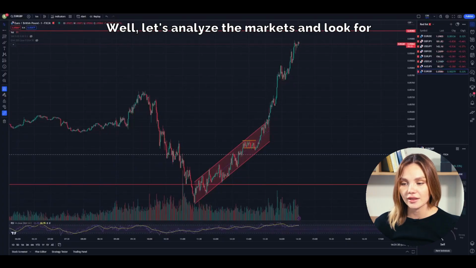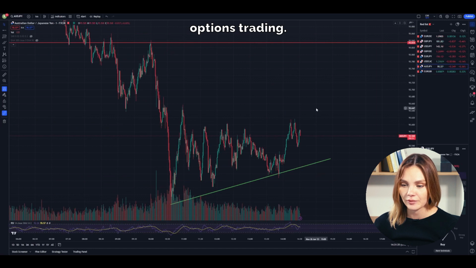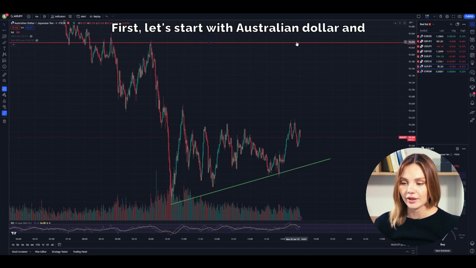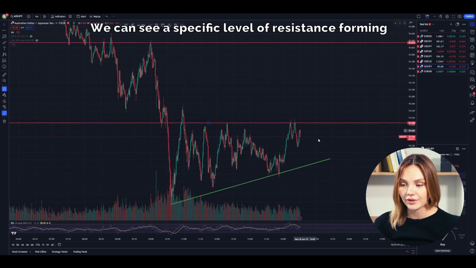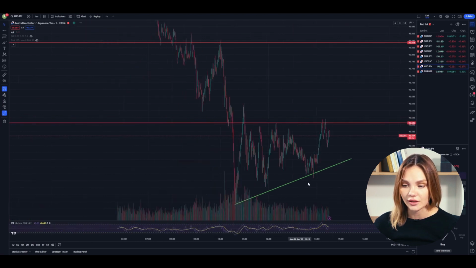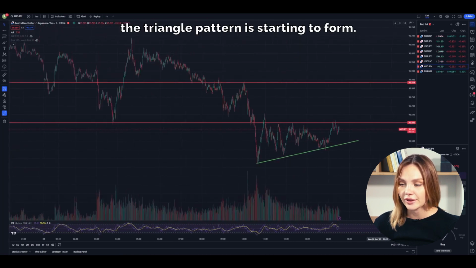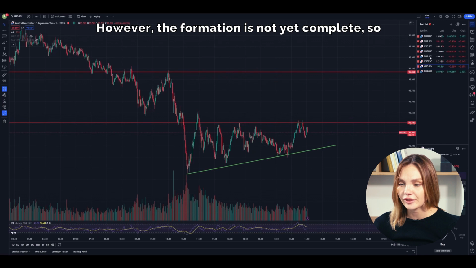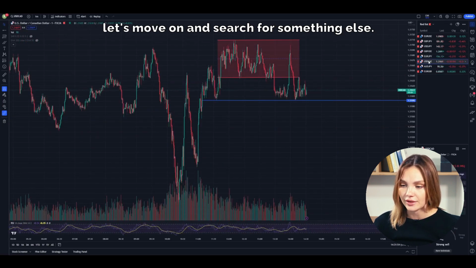Well, let's analyze the markets and look for opportunities to make profits in binary options trading. First, let's start with the Australian dollar and Japanese yen currency pair. We can see a specific level of resistance forming on the chart. There is also a support level at the bottom, and the triangle pattern is starting to form. However, the formation is not yet complete, so let's move on and search for something else.